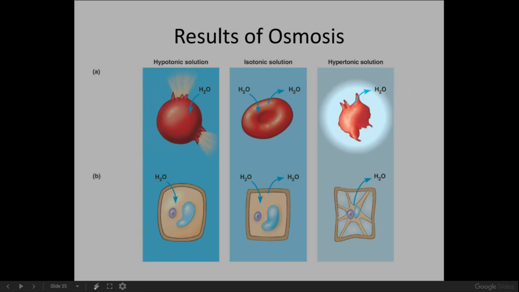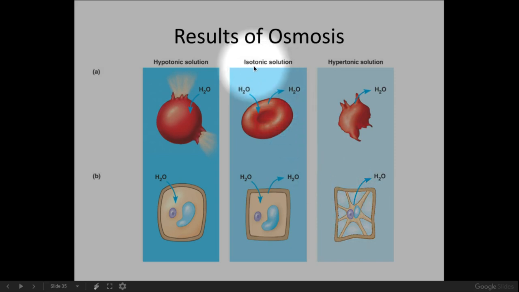So as that happens, the cell loses water and the cell shrinks. And in this case, the plant cell does too, but it doesn't get destroyed because it also has the cell wall maintaining its shape. But the inside of the cell is struggling because it is losing water.